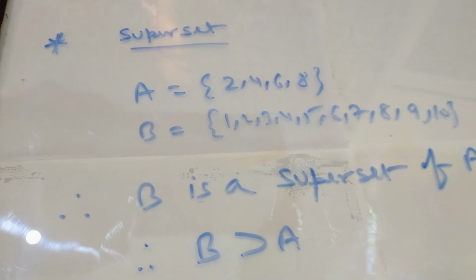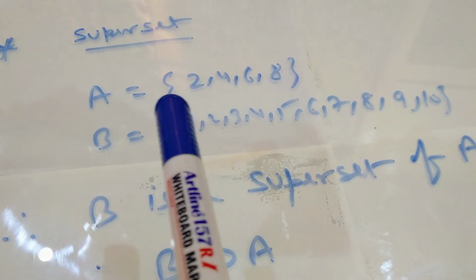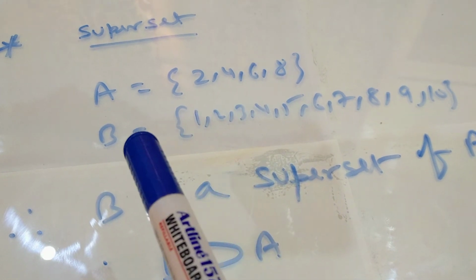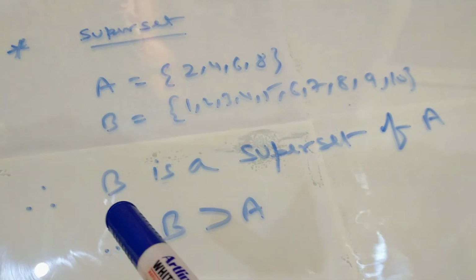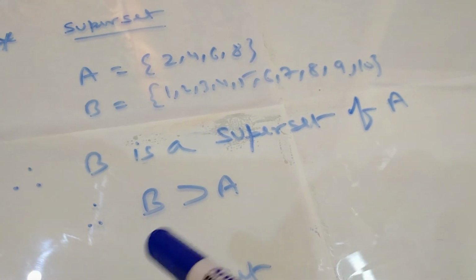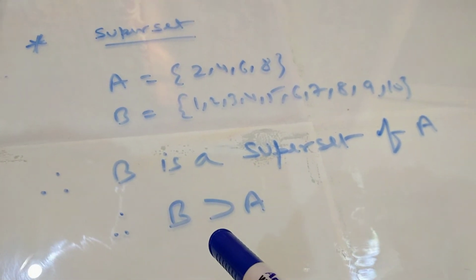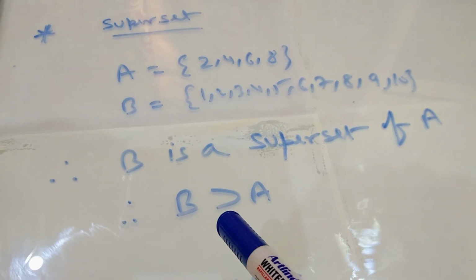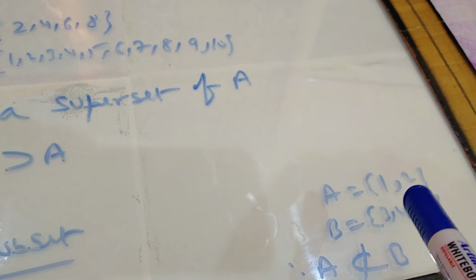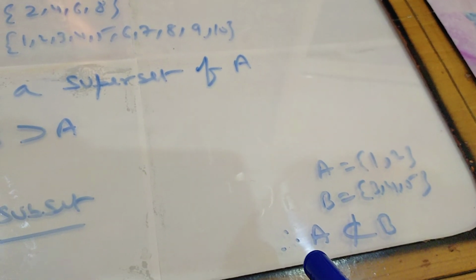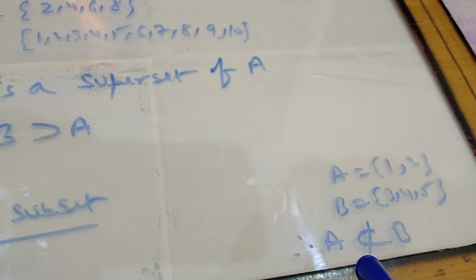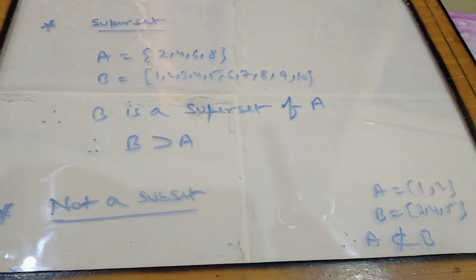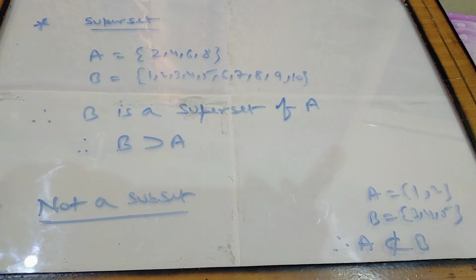Two more important things you have to learn on the basis of this: superset. Superset means this {2, 4, 6, 8} is the subset of this set B. So at that time you can say B is the superset of A. So the symbol will be like this. This is the symbol of superset. Now not a subset. Suppose A is {1, 2} and B is {3, 4, 5}. So this A is not a part of B. So you can say A is not a subset of B. So this symbol is not a subset. So two more things you have to note down in your copy.